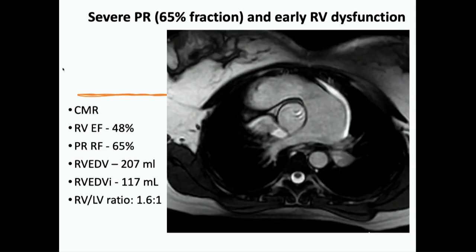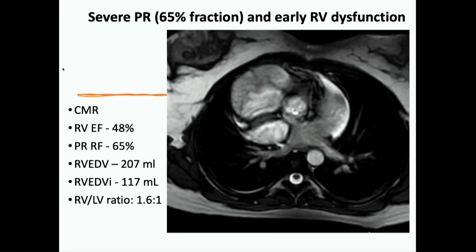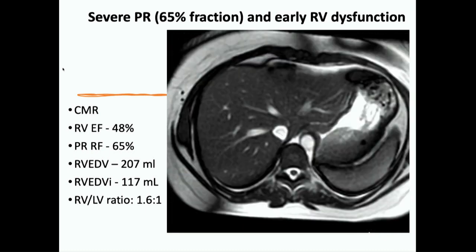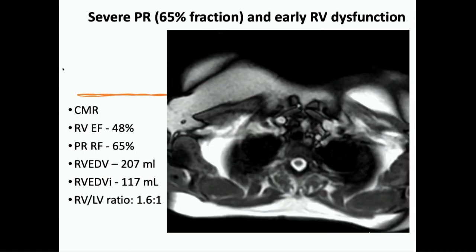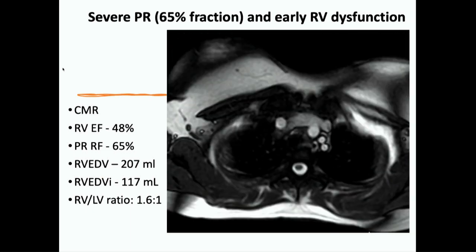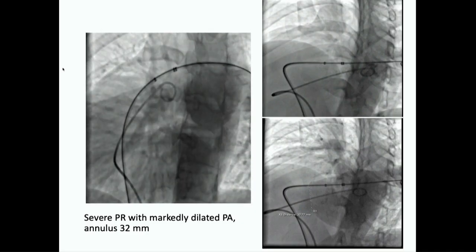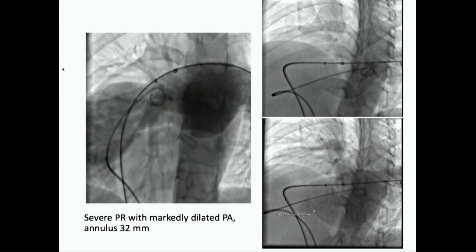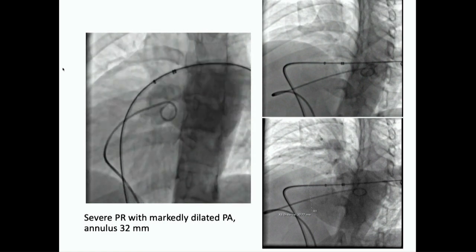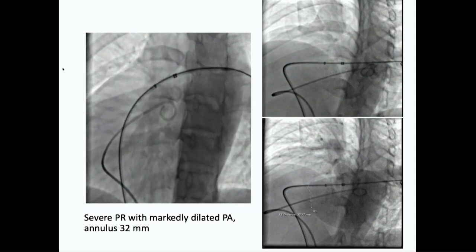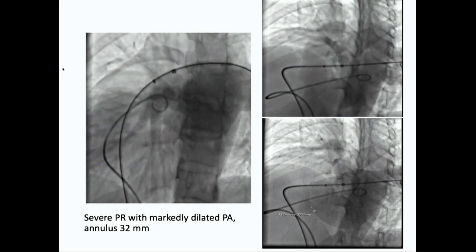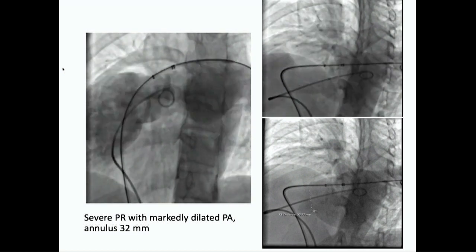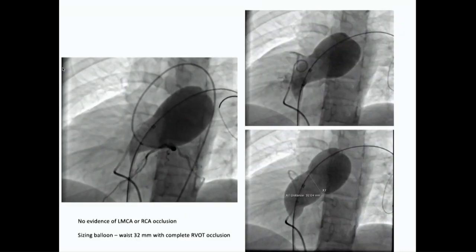We also did an MRI for her, which showed borderline RV function. There was early RV dysfunction with an RVEF of 48%. The regurgitant fraction was 65%. Here are the angiographic images in which we can see that there is a dilated RVOT with a dilated pulmonary trunk. And it's another image which is showing the same. And here we measured the narrowest portion, which is measuring around 32 millimeters.